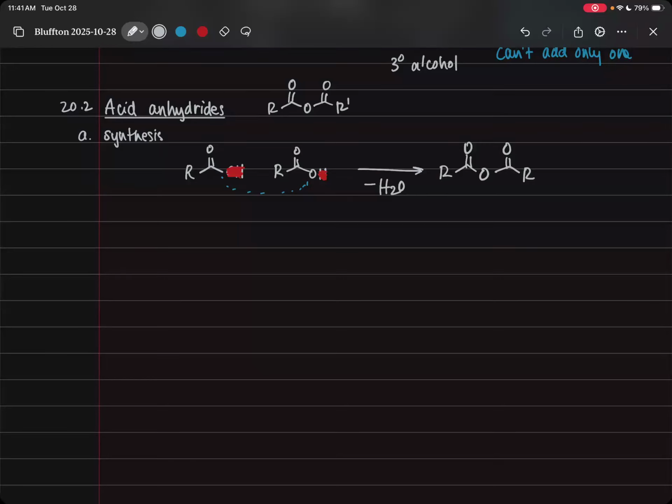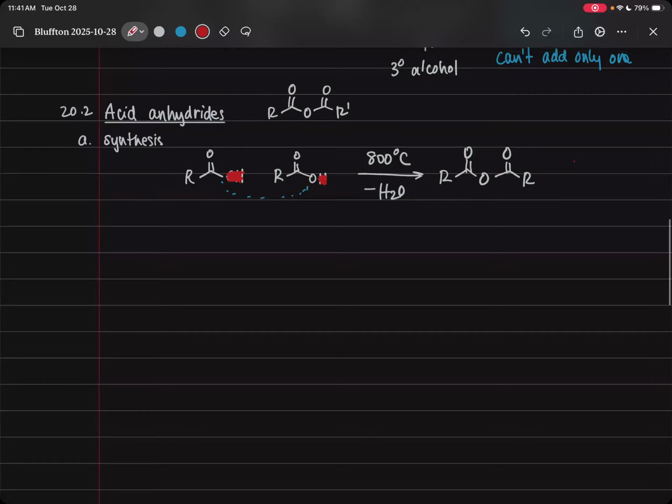The problem with this is it requires extreme heat. For acetic acid going to acetic anhydride, you need 800 degrees Celsius. So that is not practical.